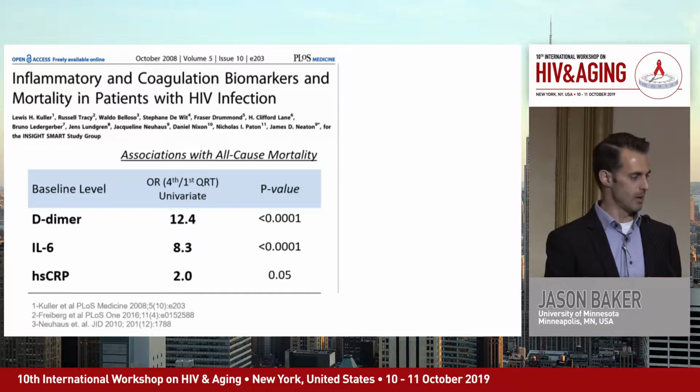And here are some of the sentinel findings with the D-dimer and IL-6. I'll emphasize two things. One is that the odds ratio for fourth versus first quartile of 12 for D-dimer is much more extreme than would typically be shown in the general population for these types of relationships. We're typically around an odds ratio of 2. And the other is that D-dimer levels were higher than what would be reported in the general population.